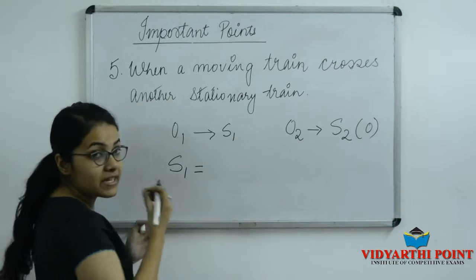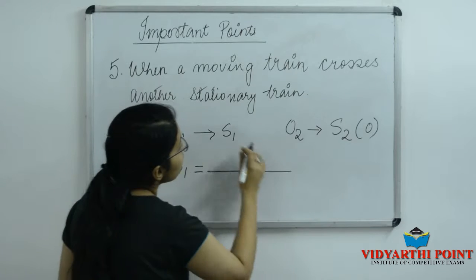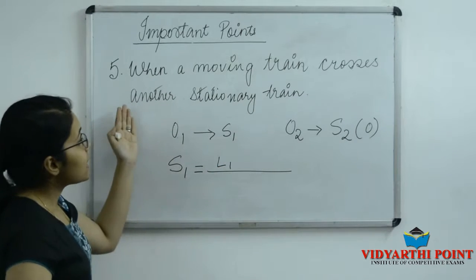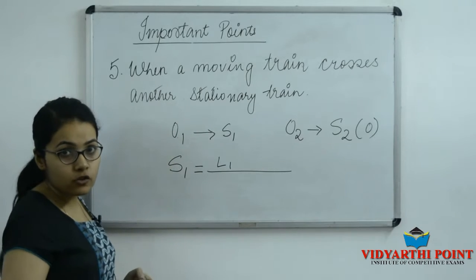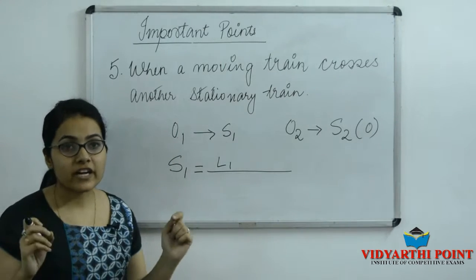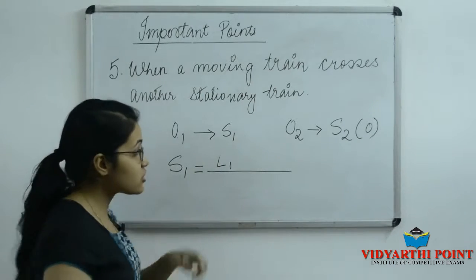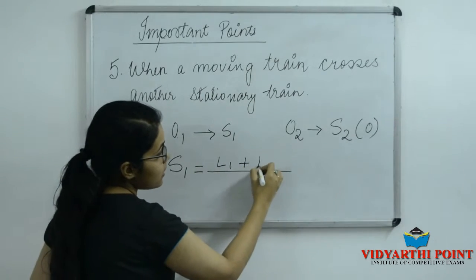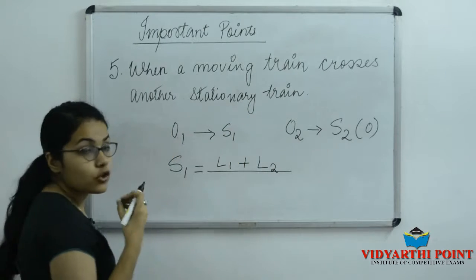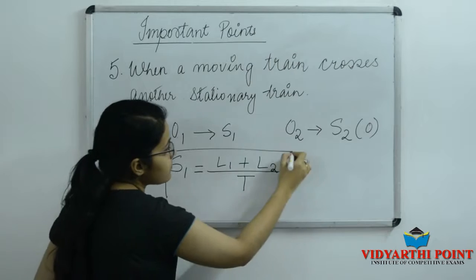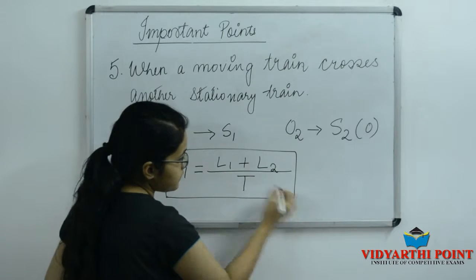Now S1, the speed will be equal to length of the moving train. Now the length of the second object will also be taken. Why? Because this is a horizontal object. Although it is not moving, it is stationary, but it is a horizontal object. So length of the second train, though stationary, will be taken divided by time, which is always constant.